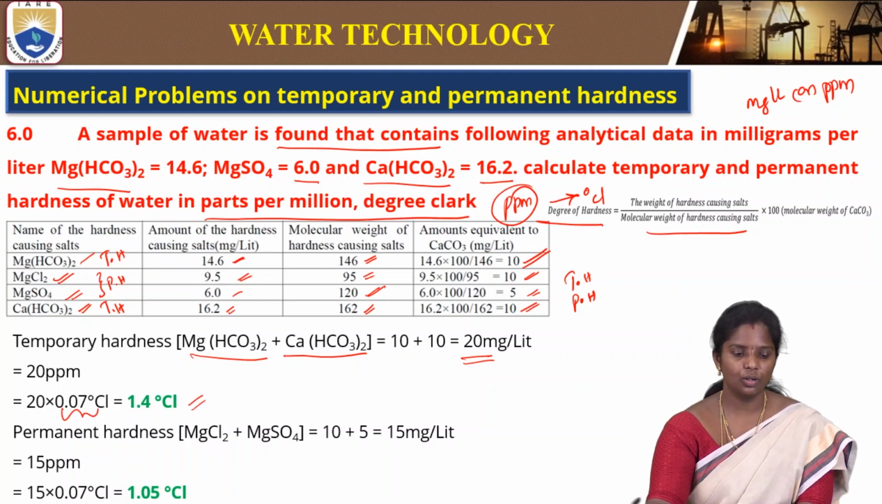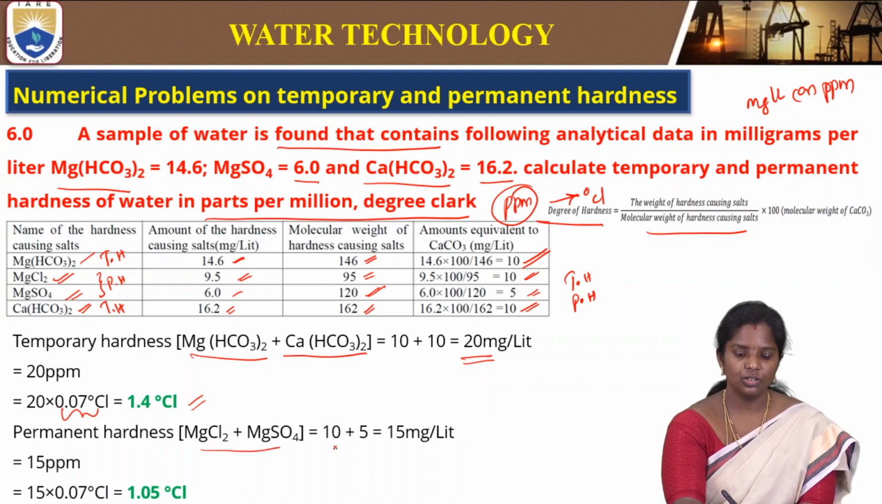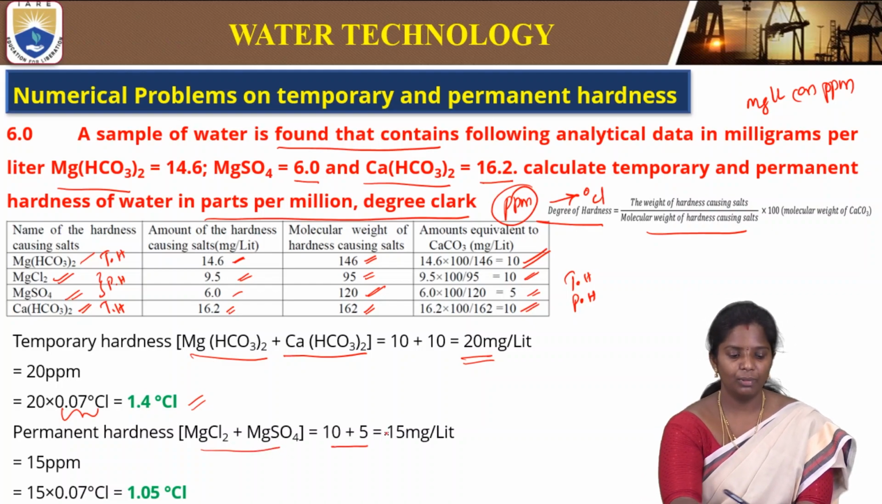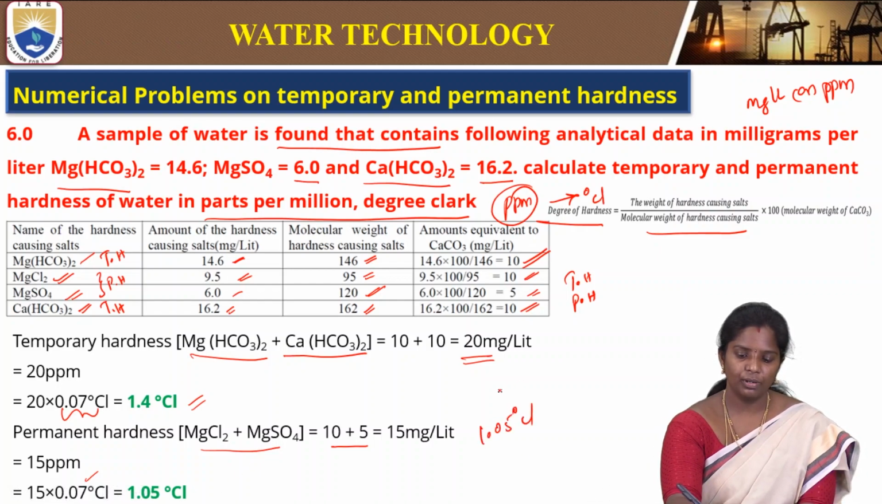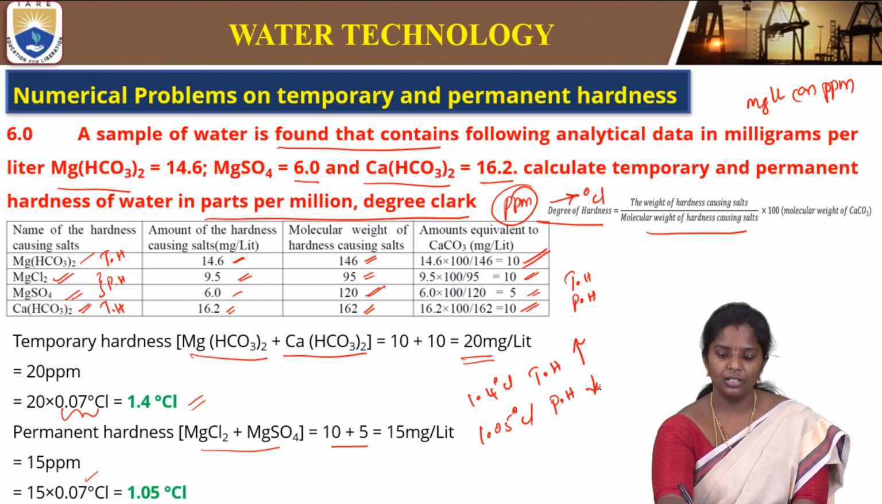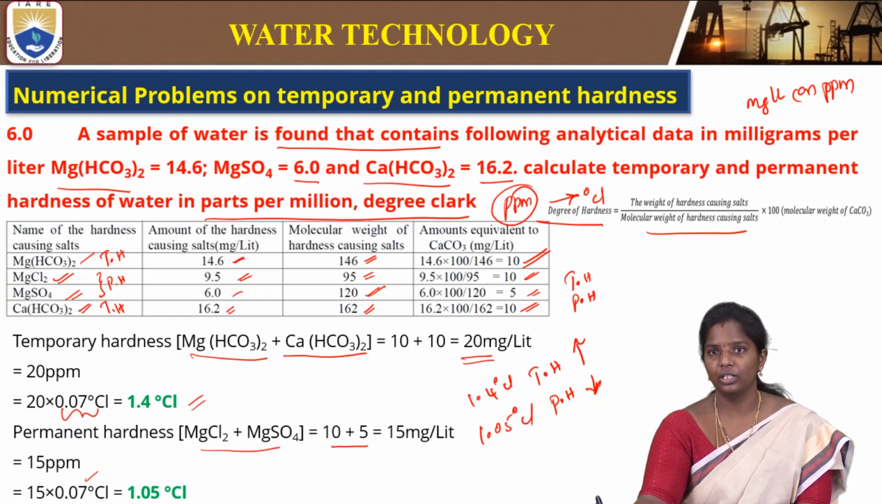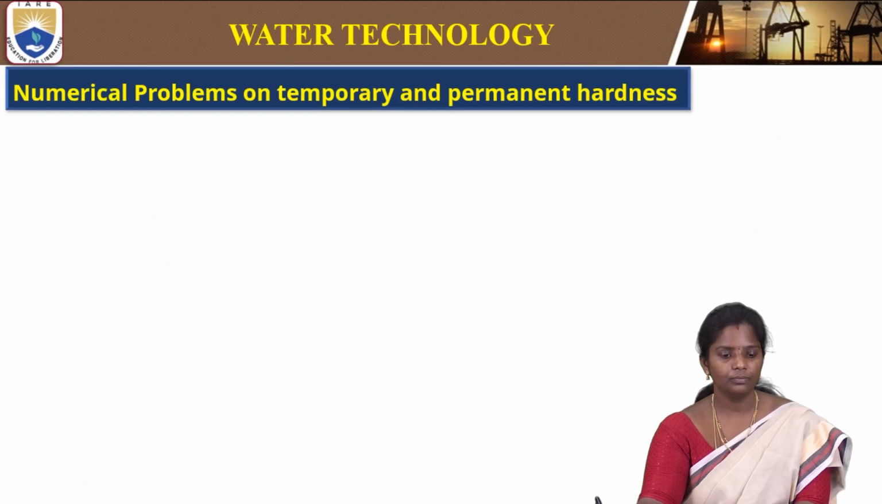For permanent hardness, chlorides and sulfates are responsible. So 10 plus 5 is 15 and multiply with 0.07 and we get a value of 1.05 degree Clark. So temporary hardness is 1.4 degree Clark, and this is permanent hardness. Temporary hardness is high compared to permanent hardness. So this sample also requires vigorous boiling before its application.